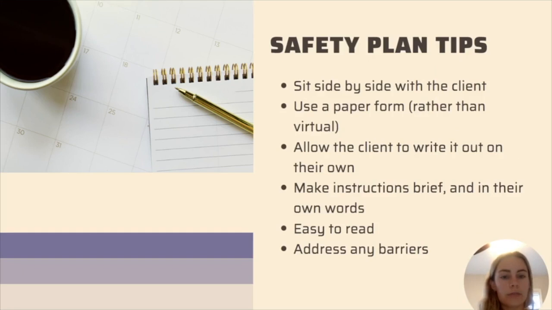So these are some tips that I like to use when creating the safety plan with the client, and some of these are similar to when we were talking about the PHQ-A and the C-SSRS. The first would be sitting side by side with the client, sitting with them in a supportive way, making sure that they know that you're there, filling this out with them every step of the way, supporting them every step of the way.